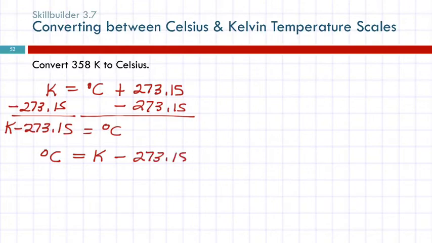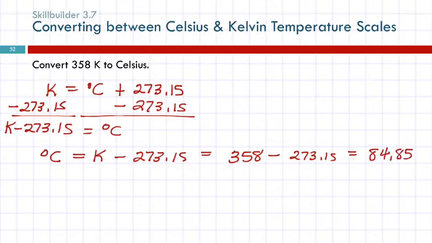Now some of you can rearrange that in your head. That's fine, you do that. So I'm going to plug my Kelvin temperature in, 358, and I'm going to subtract 273.15, and I'm going to use my calculator. 358 minus 273.15. My calculator says 84.85 degrees Celsius.